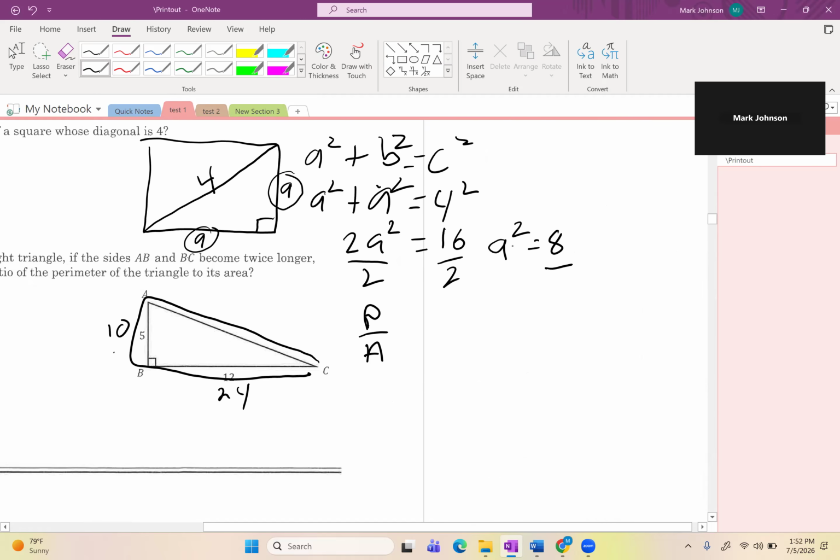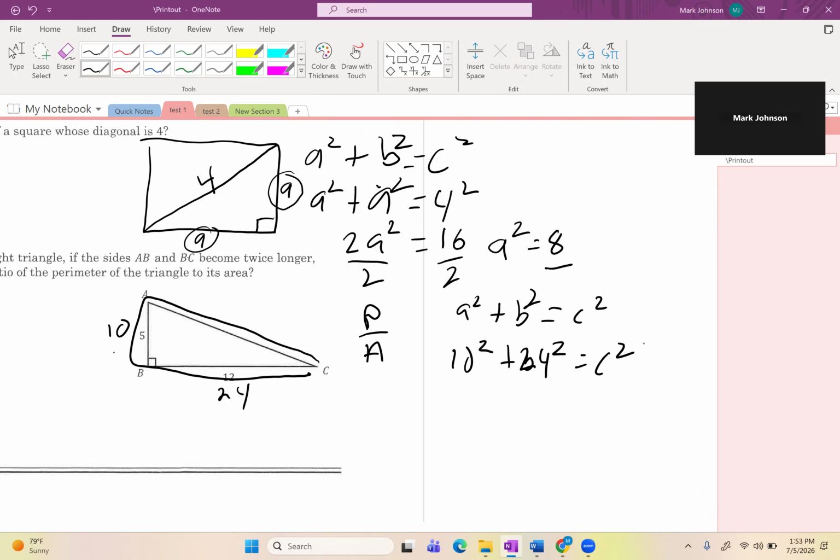Entonces, to find the perimeter, para encontrar el perímetro, necesitamos el a squared plus b squared equals c squared. So a cuadrado más b cuadrado es igual a c cuadrado. 10 cuadrado más 24 cuadrado es igual a c cuadrado. Y puede usar su calculador, pero la respuesta es 26.